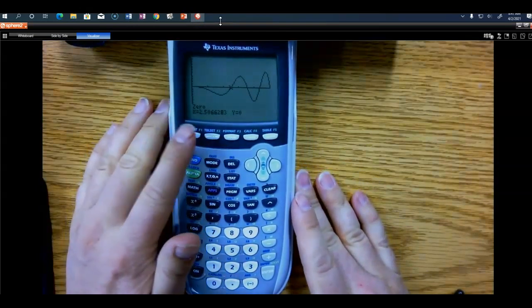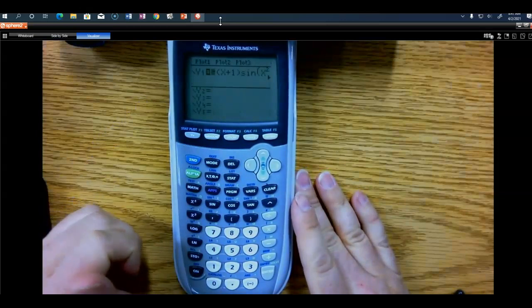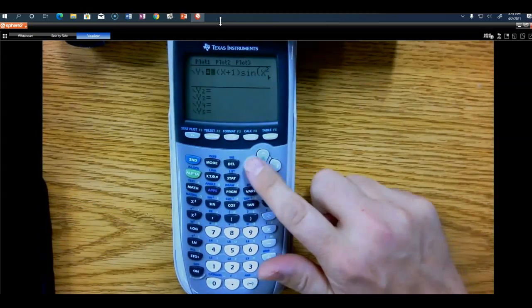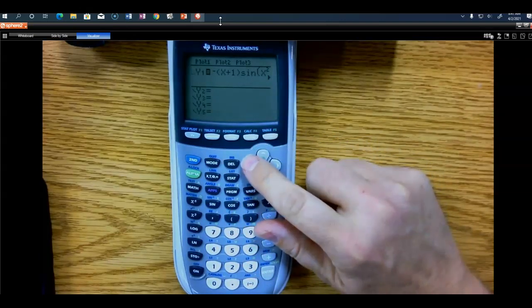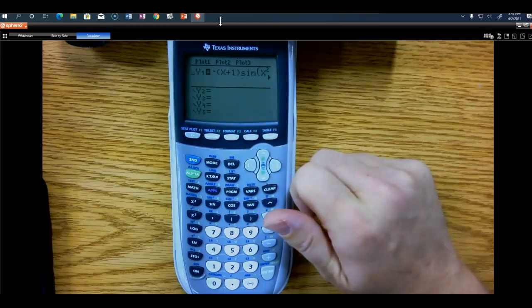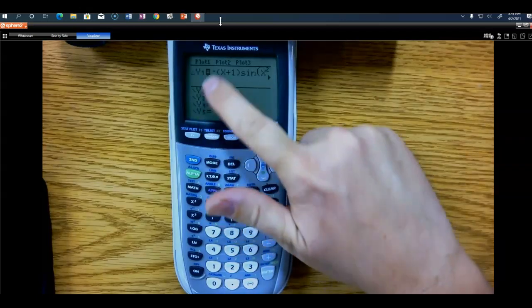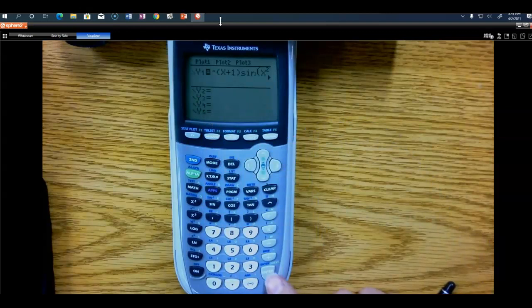So I'm going to push y equals. I don't want to delete this function, I want to leave it there. You don't have to do this, but I think it makes things a little less confusing to look at, so I'm going to make that line invisible. I scroll over to that little blinking line there, push enter once, and that makes the line thicker. I don't want that. Then I push enter again, and that creates a shaded area.